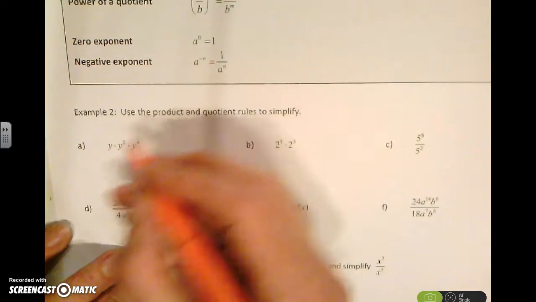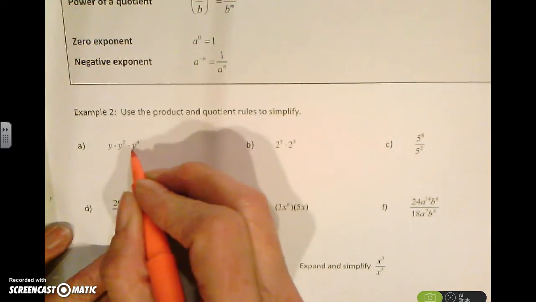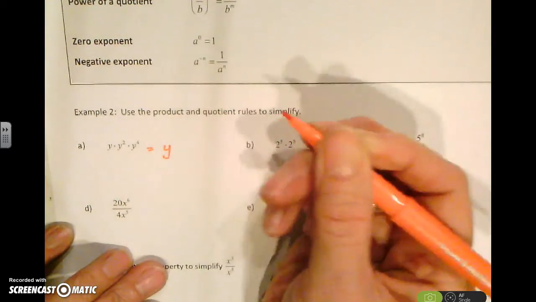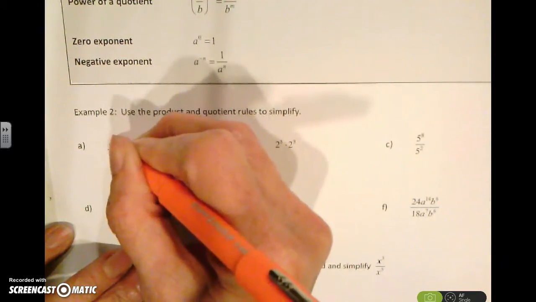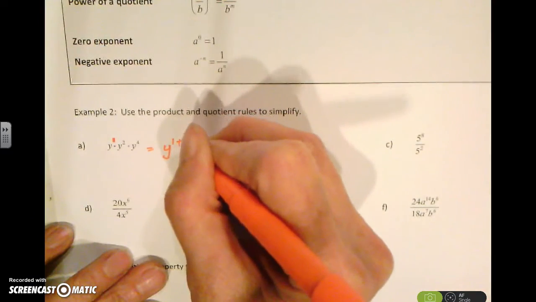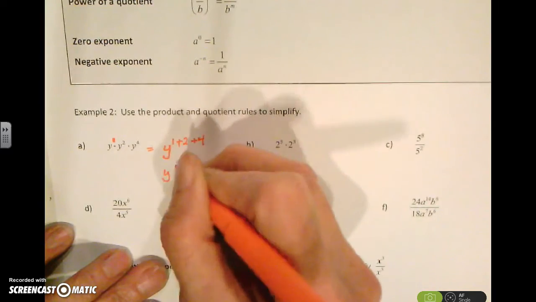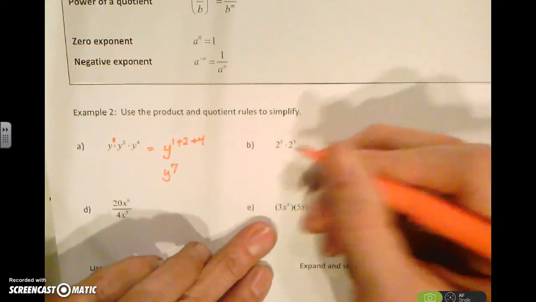So let's use those rules. We have a product here. You can see that they all have the base of y. So that's going to be equal to my base, which is y. And then I'm going to add, this is an understood 1. So 1 plus 2 plus 4. And that would be y to the 7th power.